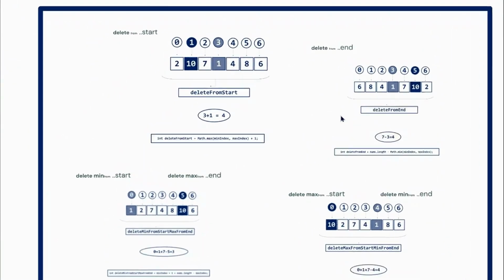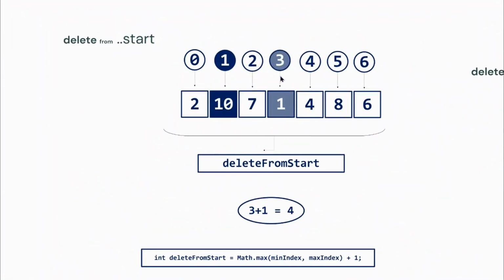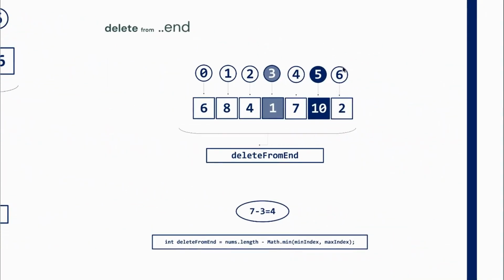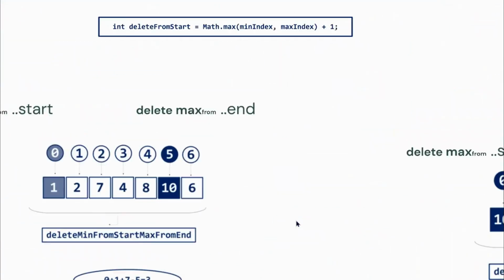Let's understand this with examples. The minimum is 1 at index 3, the maximum is 10 at index 1. So here we delete from the front, where the minimum is farthest. Total deletion is 4. Next, the minimum is 1 at index 3, the maximum is 10 at index 5. So delete from the back, where the minimum is nearest. Total deletion will be 4.